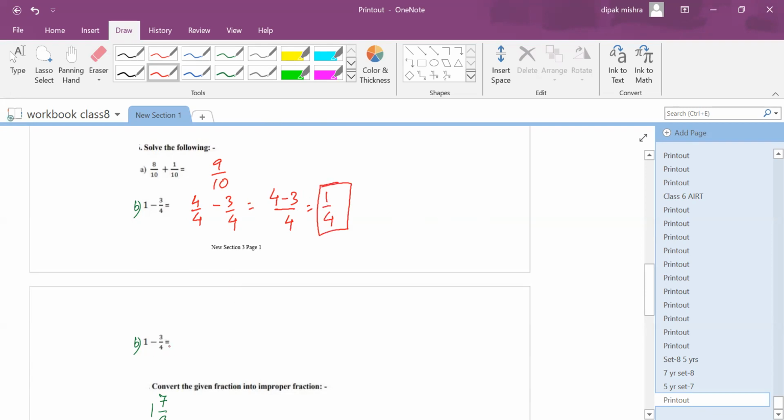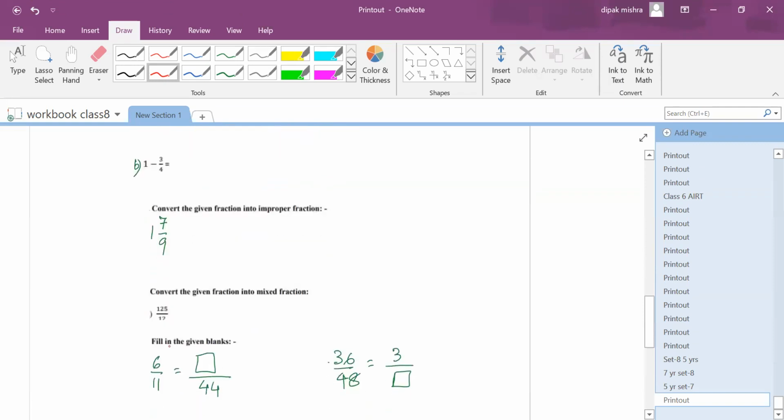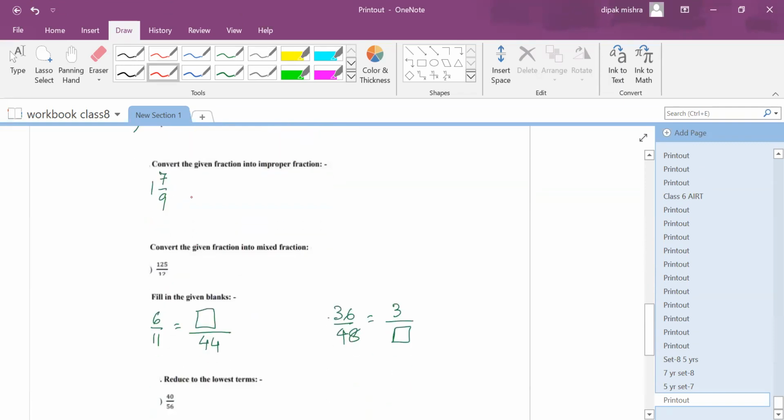Okay, the same question has been repeated in the next page as well. So no use doing this. Go to the next question.